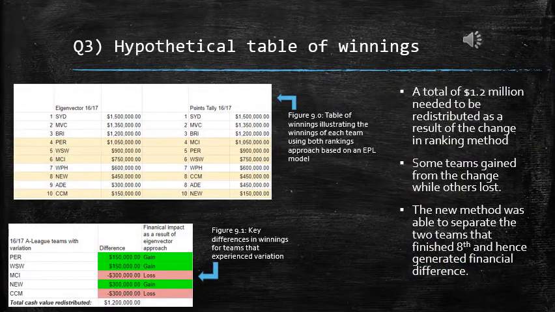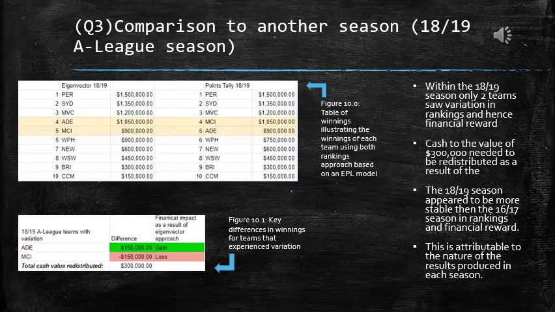As a result of this change in ranking approach, in the 2016-17 season, $1.2 million needed to be redistributed. Some teams won up to 3 times their original winnings, while others lost just as much. The 18-19 season saw a different financial impact. This season saw only 2 teams swap ranks, while all other teams maintained their current standings. This meant only 2 teams experienced financial loss or gain, with only $300,000 being redistributed.